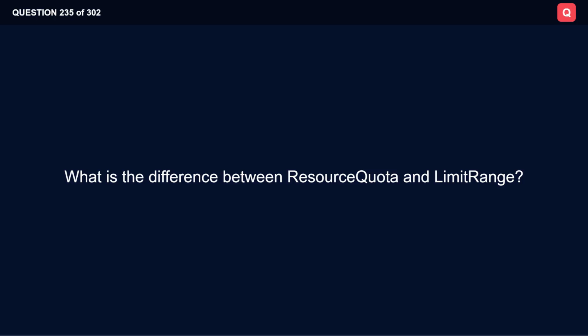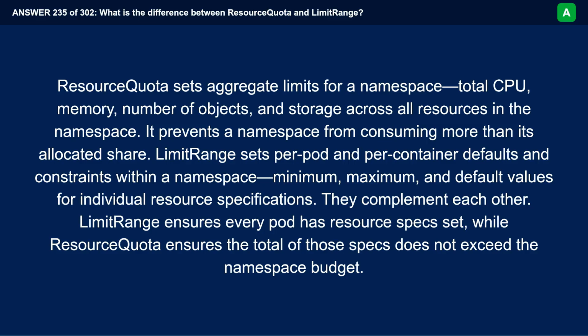What is the difference between resource quota and limit range? Resource quota sets aggregate limits for a namespace: total CPU, memory, number of objects, and storage across all resources in the namespace. It prevents a namespace from consuming more than its allocated share. Limit range sets per-pod and per-container defaults and constraints within a namespace: minimum, maximum, and default values for individual resource specifications. They complement each other. Limit range ensures every pod has resource specs set, while resource quota ensures the total of those specs does not exceed the namespace budget.